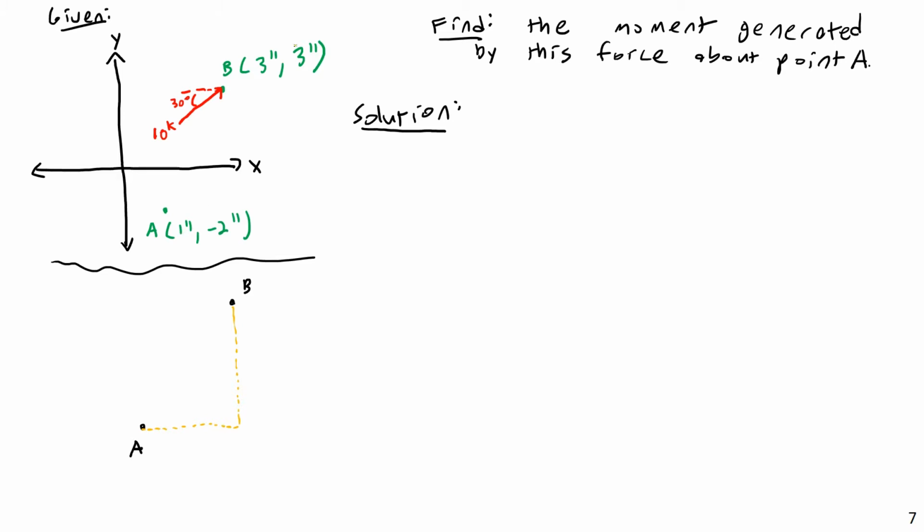So from 1 inch to 3 inches, the dimension is going to be 2 inches. There is a delta x of 2 inches between these. And the reason I'm using this is that this triangle, or this drawing, is going to allow me to get my moment arms very easily. And then -2 to 3, that is a length of 5 inches.